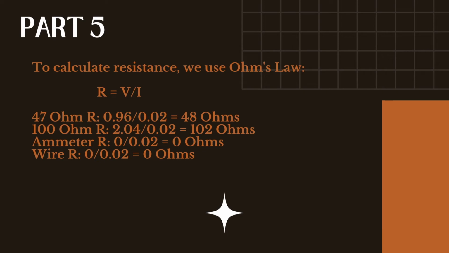In part 5 of the simulation, we can use the experimental data from the previous simulation parts and calculate the resistance of the resistor and ammeter. The resistance for the 47 ohm resistor is 48 ohms, and of the 100 ohm, it was 102 ohms. For the ammeter, it was 0 ohms, and the resistance of the wire was also 0 ohms.